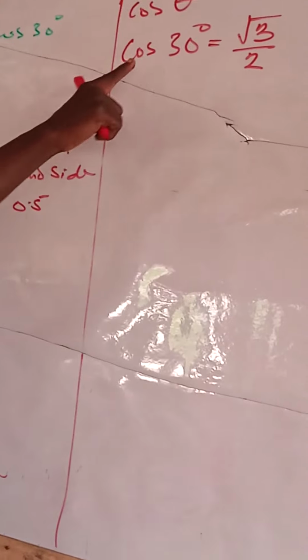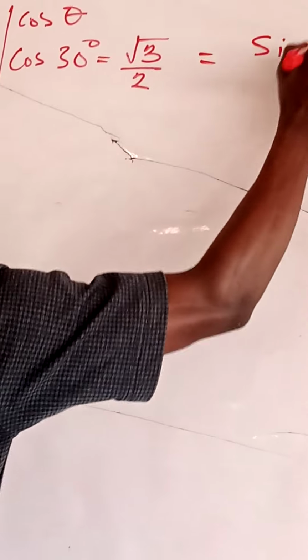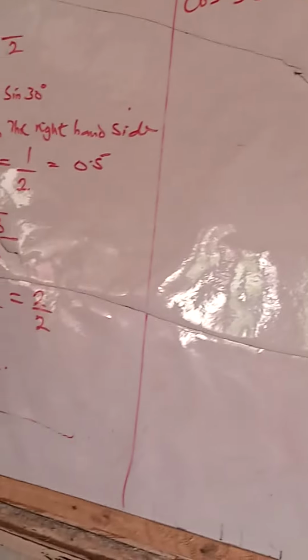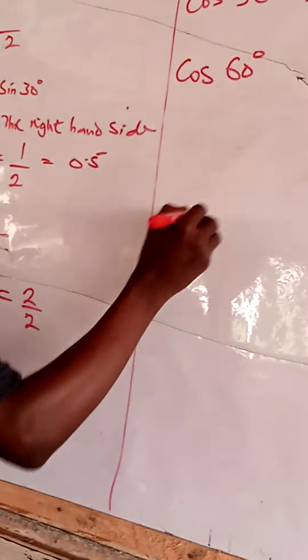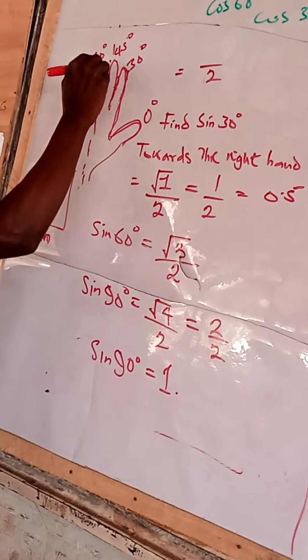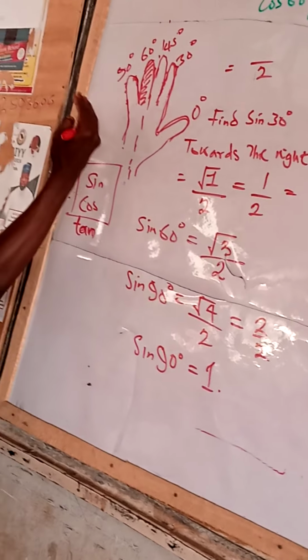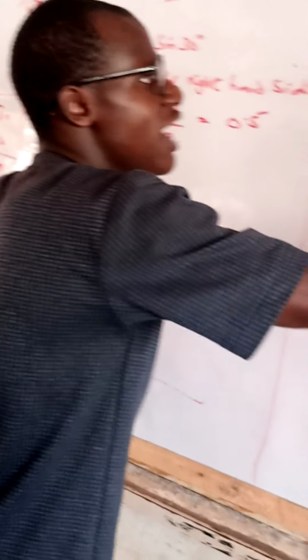If you look, cos 30 degree is equivalent to sine 60 degree, because sine 60 degree is also root 3 over 2. Now let's say cos 60 degree. For cos 60 degree, you shade your angle of 60 degree. How many fingers do we not count towards the left hand side? It is just 1. So we have root 1 over 2.